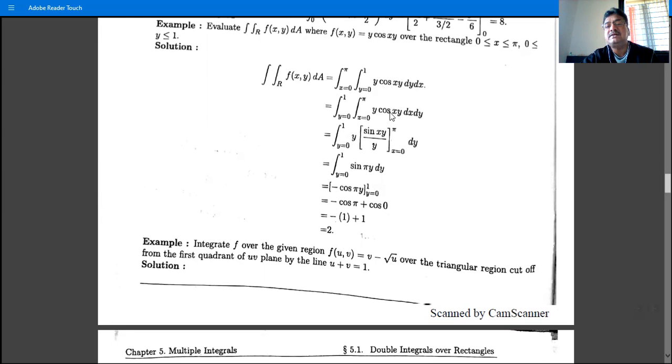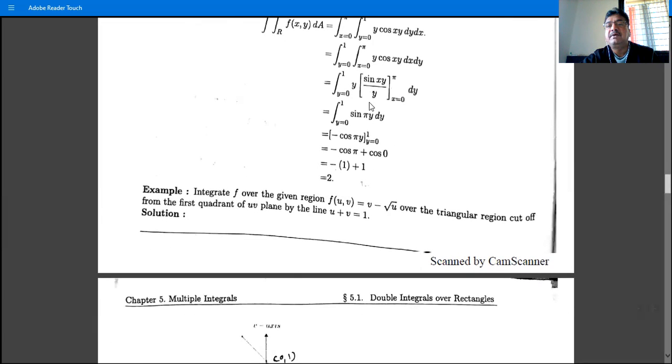Integration of cos xy with respect to x, therefore y is constant. Like cos 2x, what is the integration of cos 2x? It is sin 2x divided by 2, like that. Integration of cos yx is what? Sin yx divided by y. Y is now constant. If there is cos 2x, then integration of cos 2x is sin 2x by 2, like that. Integration of cos yx is sin yx divided by y, from 0 to pi.